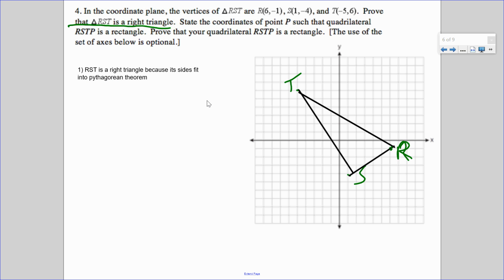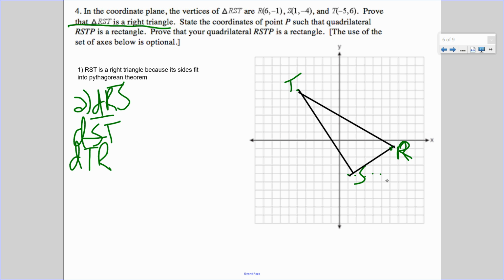So to do that, I need to calculate the distances. I'm going to do the distance of RS, the distance of ST, and the distance of TR. RS is 1, 2, 3, 4, 5, and 1, 2, 3. That's 25 plus 9. That's 34.